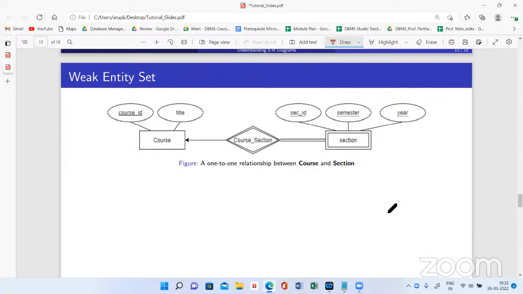Okay, next is something called a weak entity. Just forget about these double notations over here, this double diamond and double boxes. Can you tell me what it means?